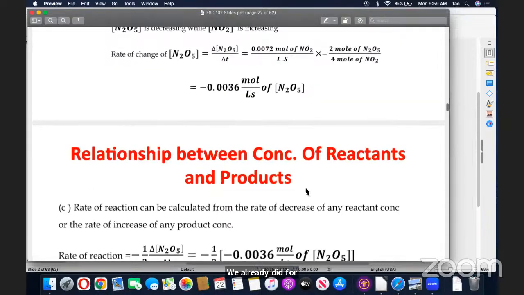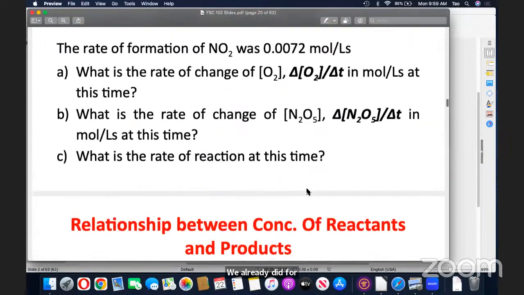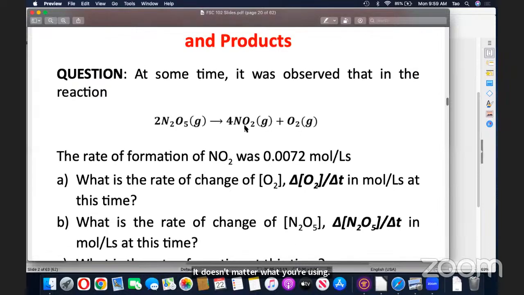Because at the end of the day, we must get the same thing. It doesn't matter what you're using. If you're using O2, we must get the same thing as NO2. We must get the same thing as N2O5. So it doesn't matter what you're using. We must get the same because it's the same reaction. The rate has to be the same.